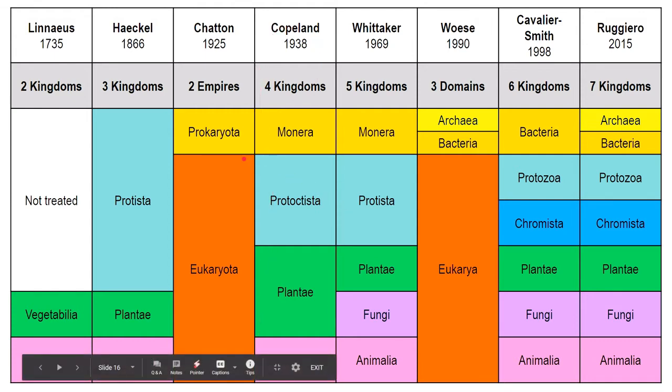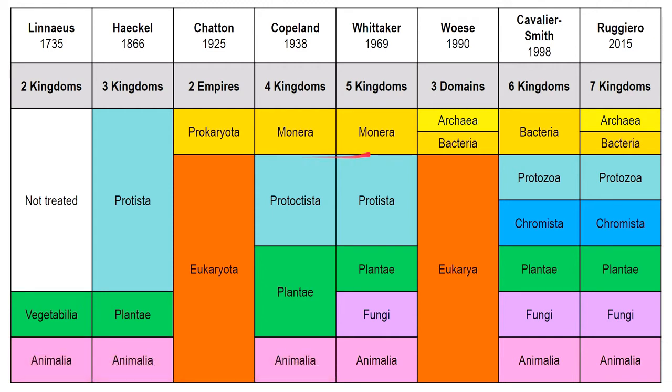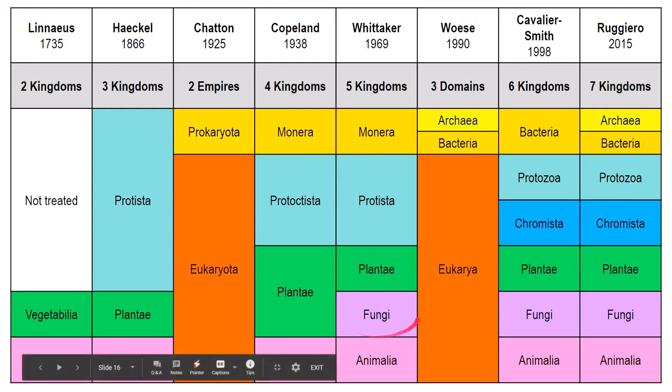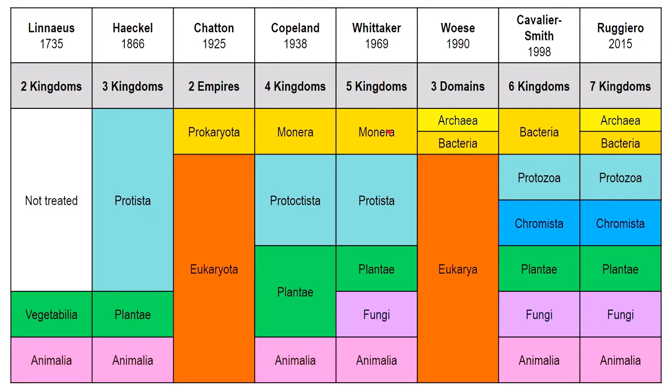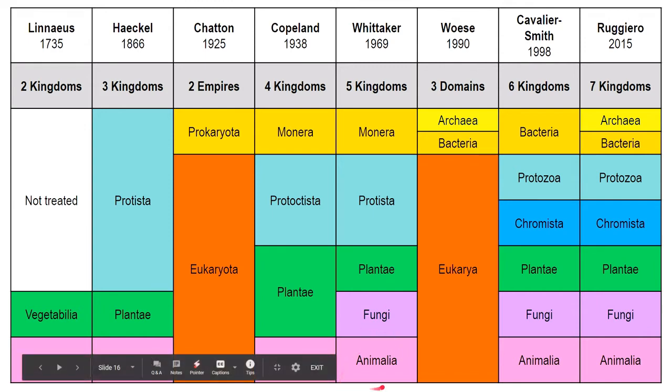In 1969, Whittaker proposed a five-kingdom system, with the new discovery of the fungi kingdom. In the past, they used to be categorized under plants, but they noticed that they have more similarities to animals than plants, and they are mostly saprophytic. They feed on decaying matter, so they were given their own kingdom. So by 1969, we had five kingdoms: Monera, Protista, Plantae, Fungi, and Animalia.